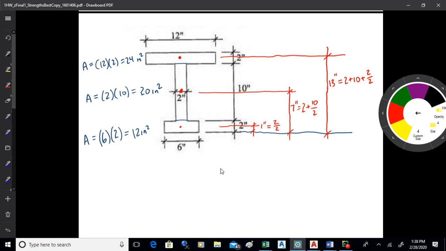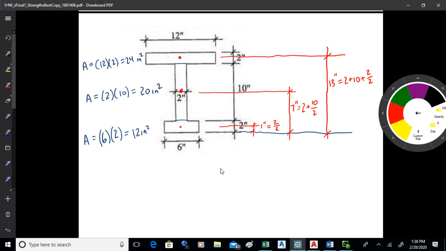So that's what I'm doing right there. I've got the areas on the left, base times height, and then I've got the distances from the base to the centroids. And remember, you're measuring those distances from one line, typically at the base of the beam, when you're looking at the cross section. So half a 2 is 1 inch for the first distance. You go 2 inches up and take half a 10 for the second distance, and then you go 12 inches up and take half a 2 for the third. Okay? So the distances are 1, 7, and 13.